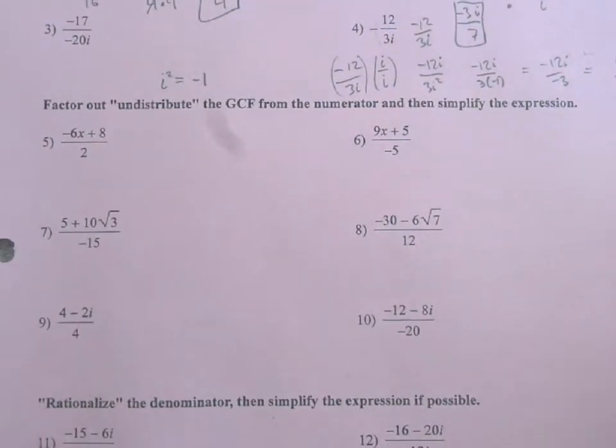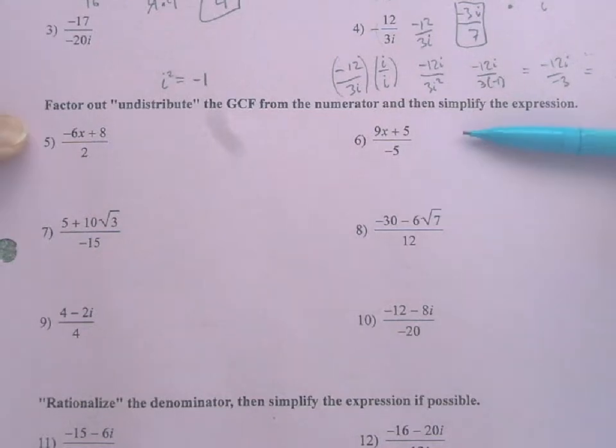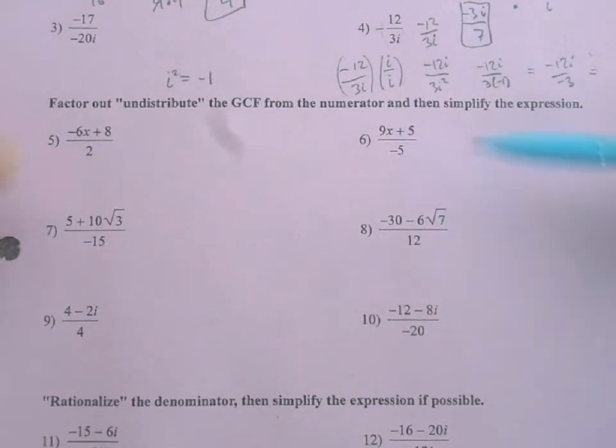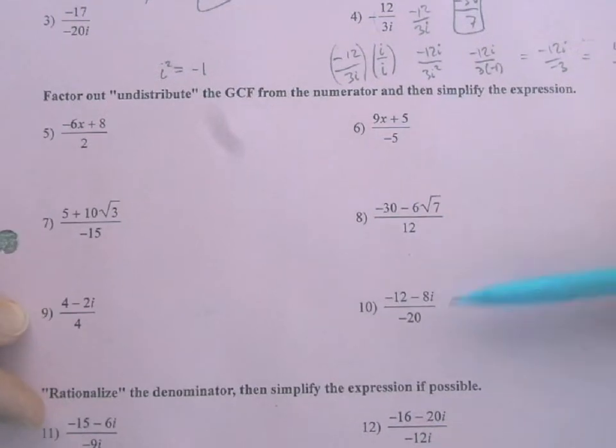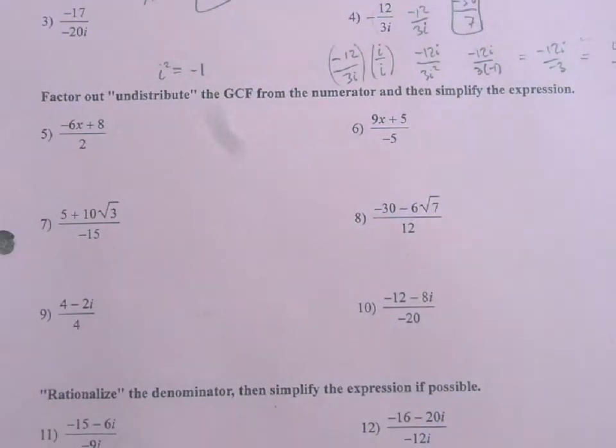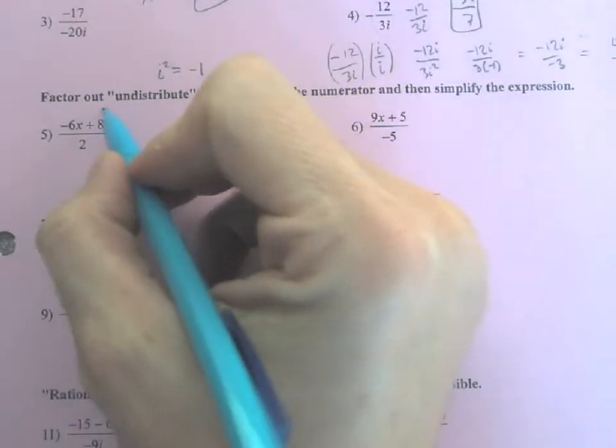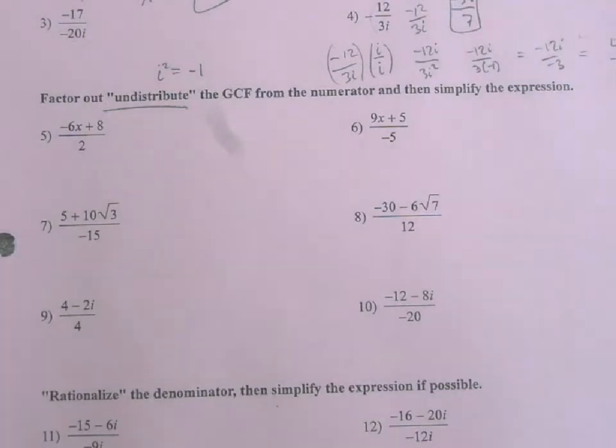All right, let's take a look at the next 6 here, okay? Now these ones, they're all slightly different. Like if you look at 5 and 6, they have x's in them. 7 and 8 have roots in them, and then 9 and 10 have i's in them. But they actually all work the same. And the really important property, or I guess technique that we talked about today, is undistributing.